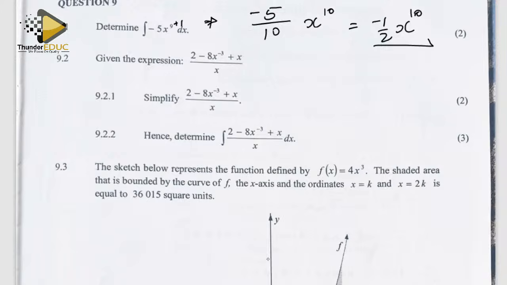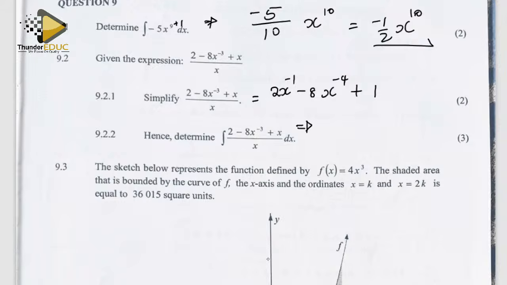Then with this, given the expression, can we simplify it? So when you simplify this, just break it down by dividing through by x. So I'll have 2x to the negative 1, then this is going to be minus 8x to the negative 4 plus a 1. Then they want us to find the integral of this thing.